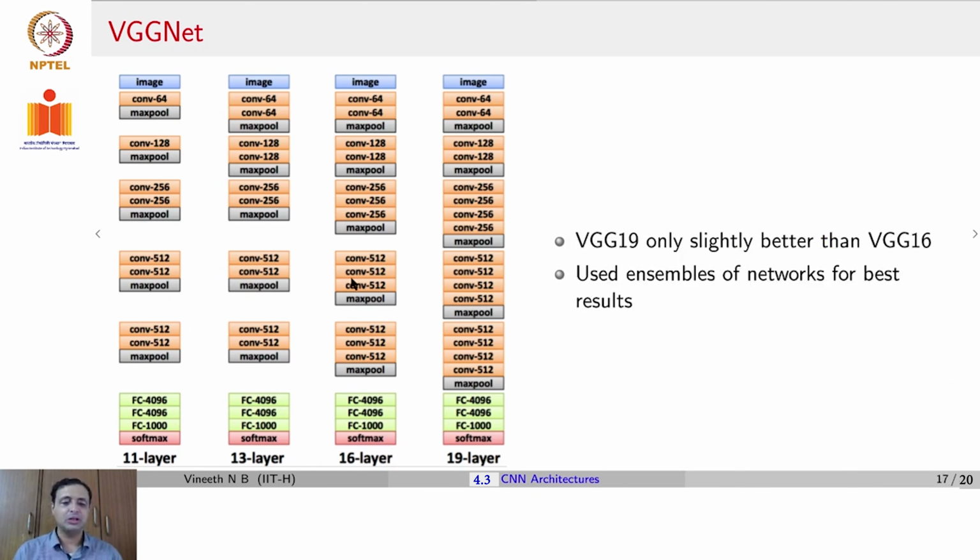They found in this architecture that VGG19 was only marginally better than VGG16. So until VGG16, the performance kept improving with depth, but it seemed to saturate after a certain depth. And this issue was addressed later, as we will see in the next few slides. And they also tried using ensembles of different networks to get improved performance on the same task.